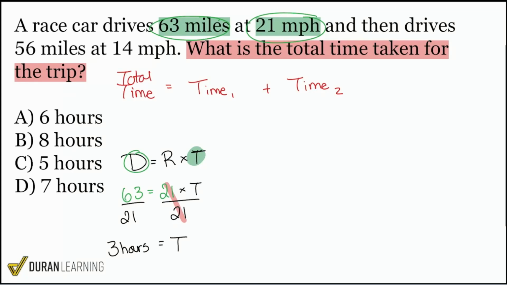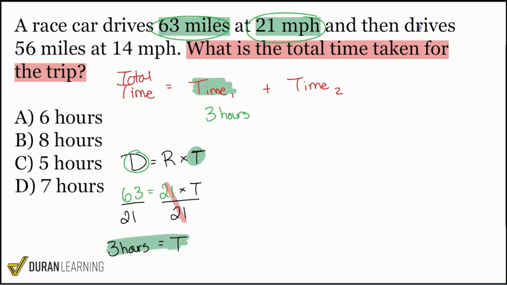Now, everybody, is the answer going to be 3? Is that it? Are we done? No, we're not. Because all we did was find the first time. We just found the time for the first part of the trip. Then up next, everybody, we see that we have 56 miles at 14 miles per hour.